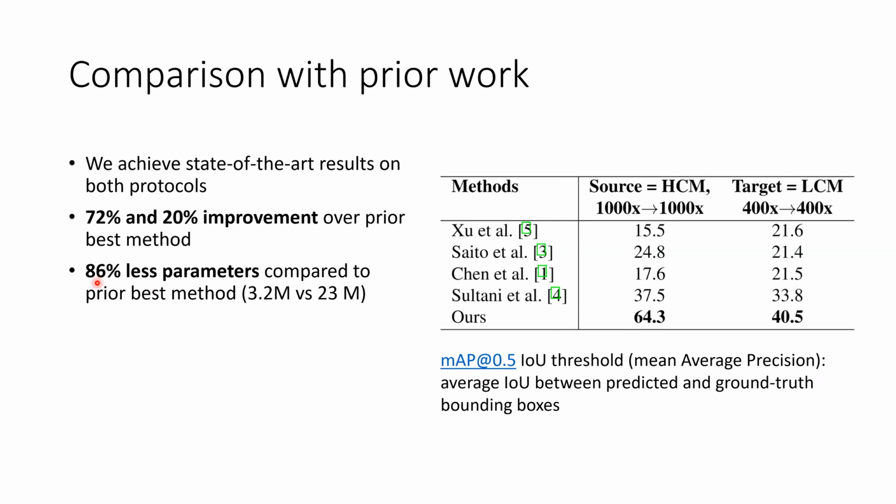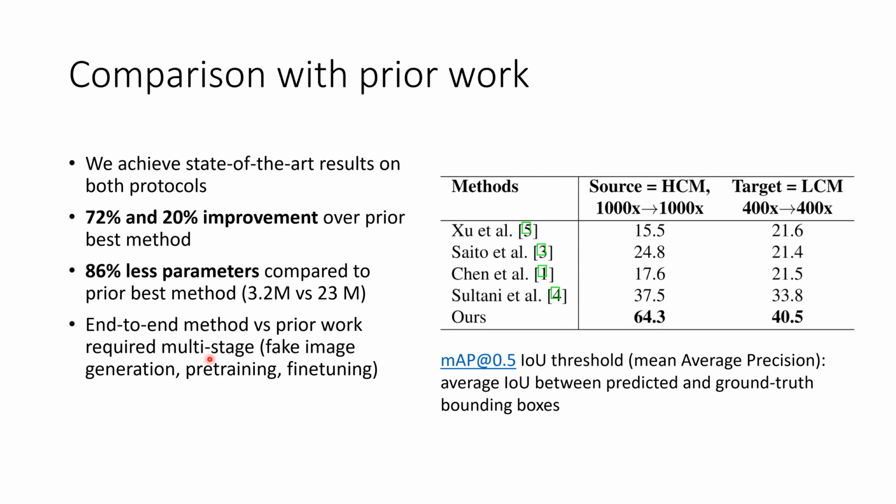And we have 86% fewer parameters compared to prior work. We are using only 3 million parameters, whereas prior work had 23 million parameters. And our method is end-to-end, compared to prior work, which requires fake image generation, pre-training, and fine-tuning, multiple stages.